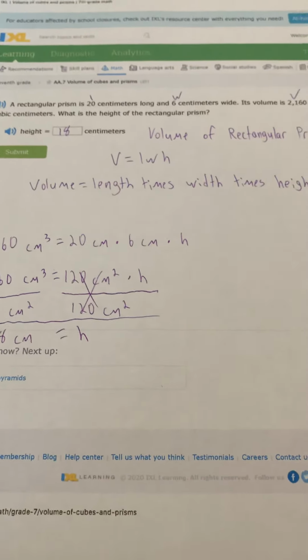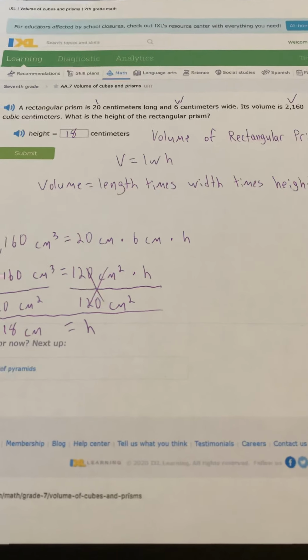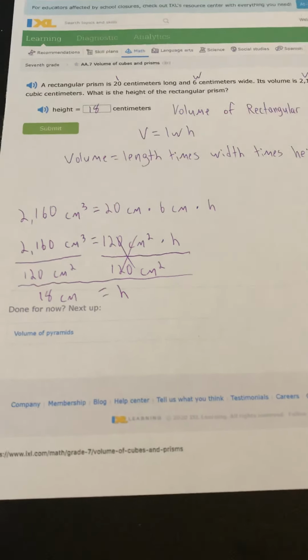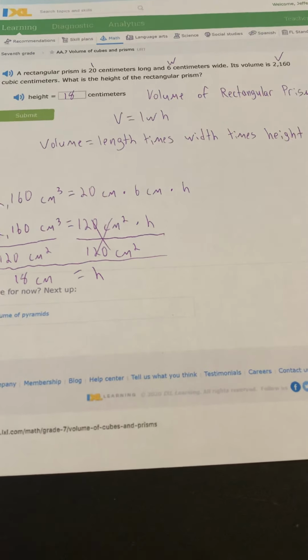So you're not always going to be solving for the height on these word problems. You might solve for the width, you might solve for the length, you might solve for the volume. Just put in the 3 numbers that you do have and solve for the one that you're missing.